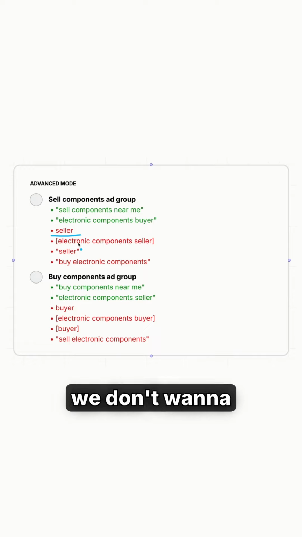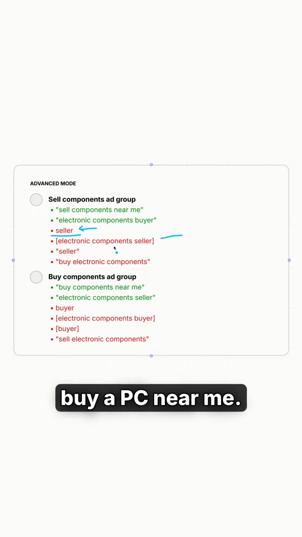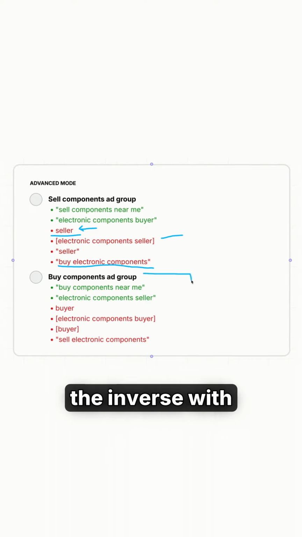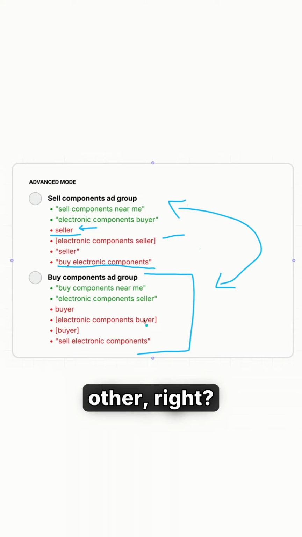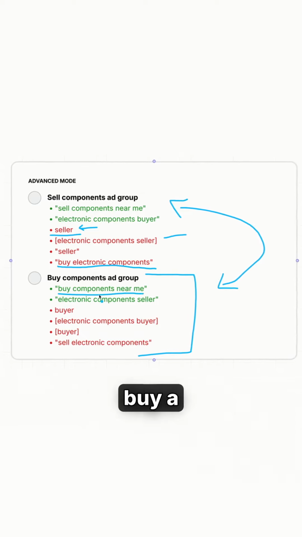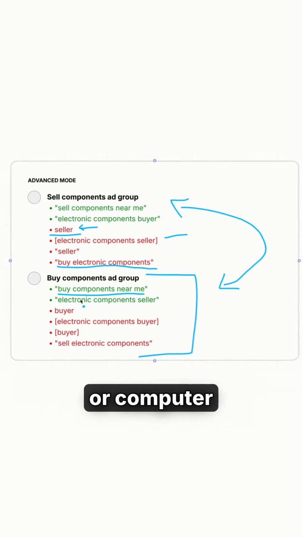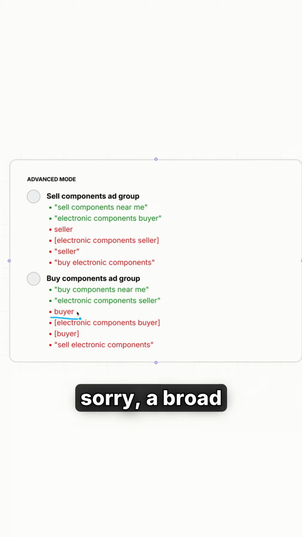And so of course we don't want to bid on anything that says seller, or anytime someone's saying like computer part seller, or they're saying, buy PC near me. And you've got the inverse with this other ad group, so that these two don't compete against each other, right? So you've got, in this case, buy components near me, or in this case, buy a computer near me, or computer seller near me. In that case, you would have buyer as a broad match negative.